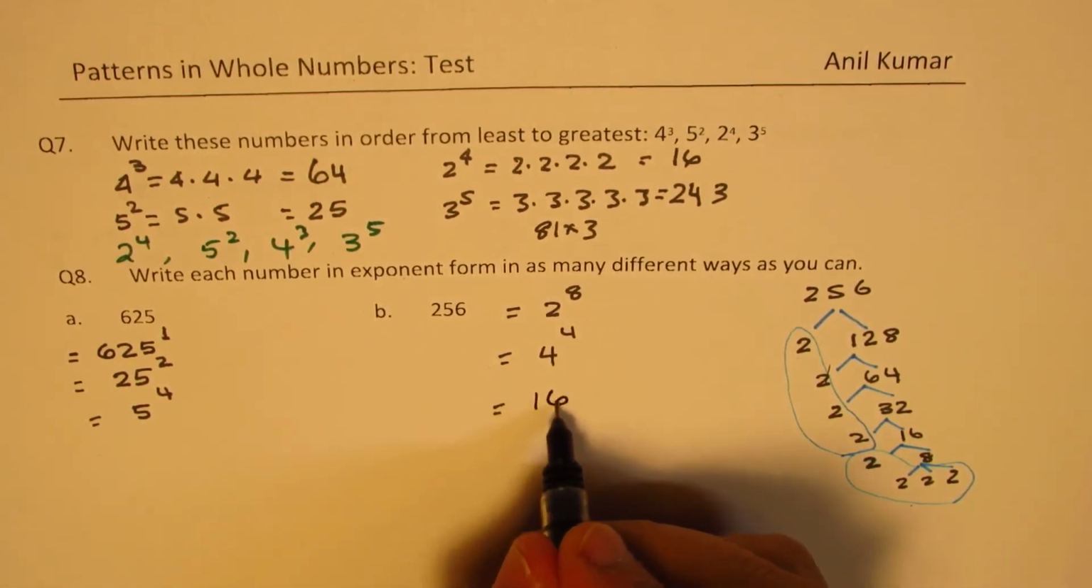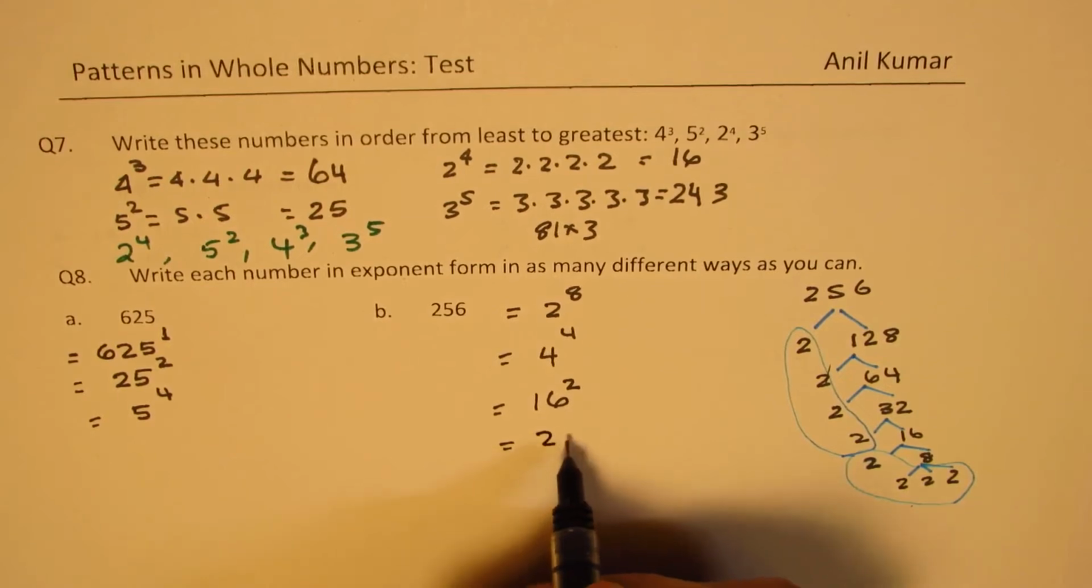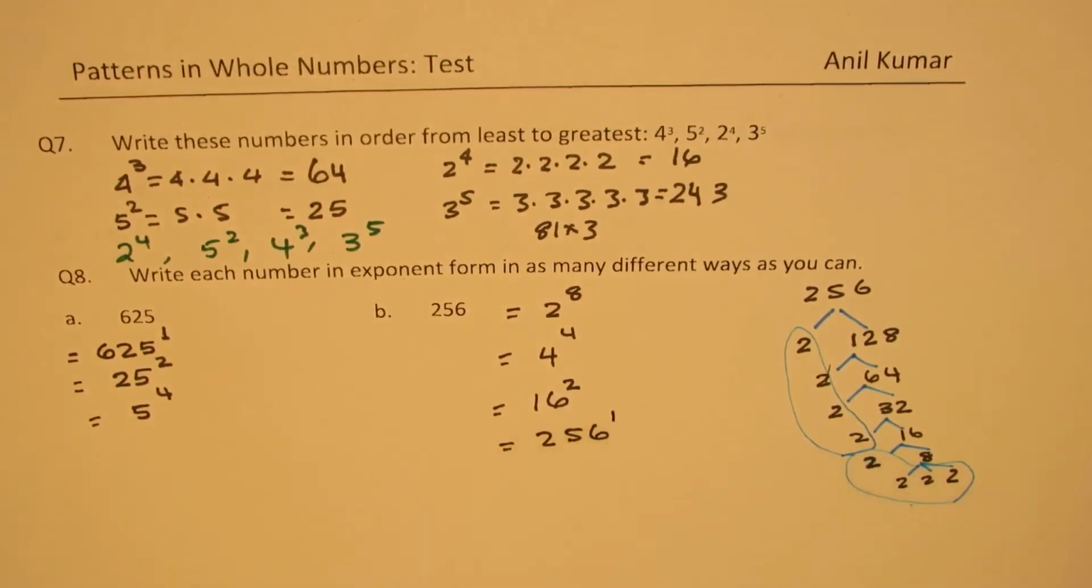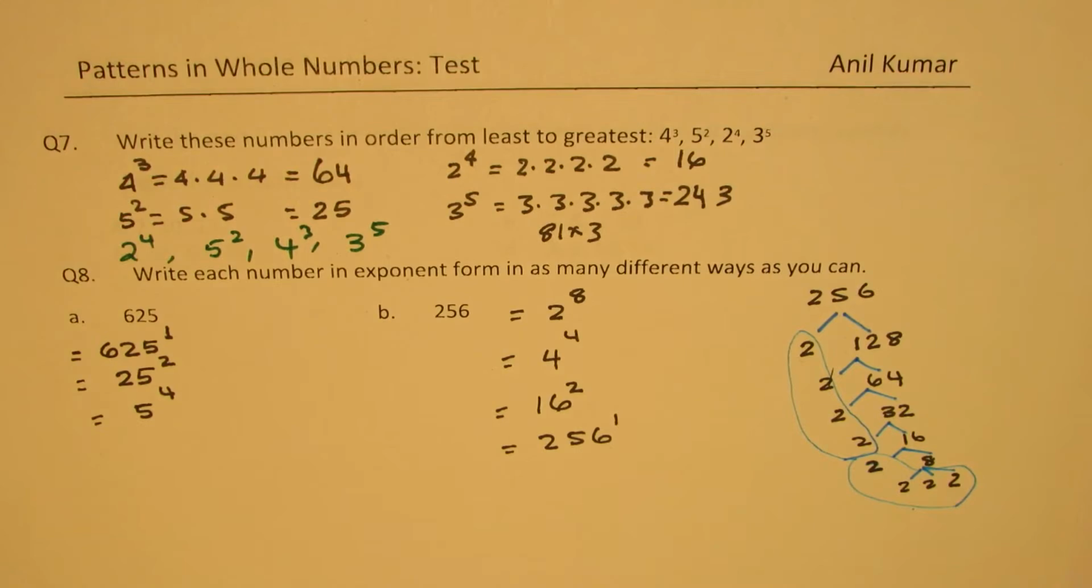So we could also write this as 16 square. And of course, we can write 256 to the power of 1 as the next option. So I hope this concept is absolutely clear, and I hope you understand how prime factorization can really help us to find square roots of numbers and also to write numbers with different exponents or index.